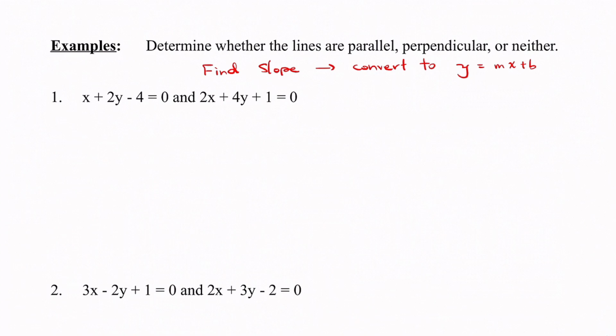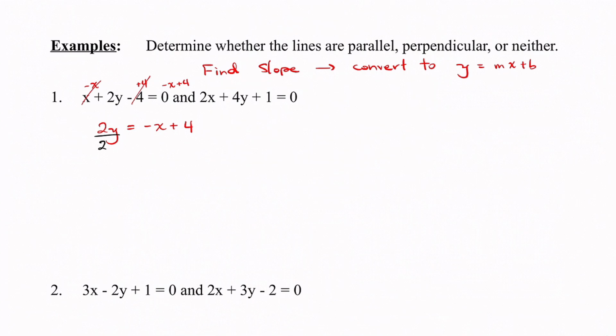So with this first one here, I'm going to get it into that form. I'm going to subtract an x and add a 4 onto both sides, and I'll do that on this side, subtract an x, and then add a 4. So on this side, those are going to cancel out, and then I only have 2y equals negative x plus 4, and then I still have to get rid of that 2 in front of the y.